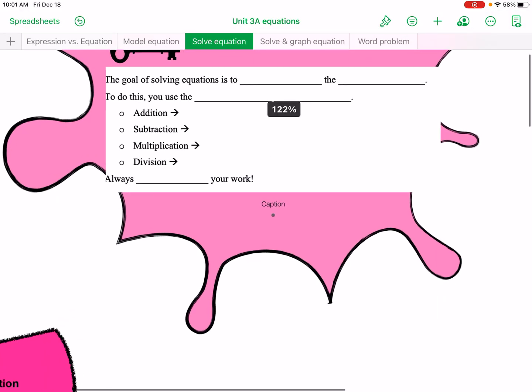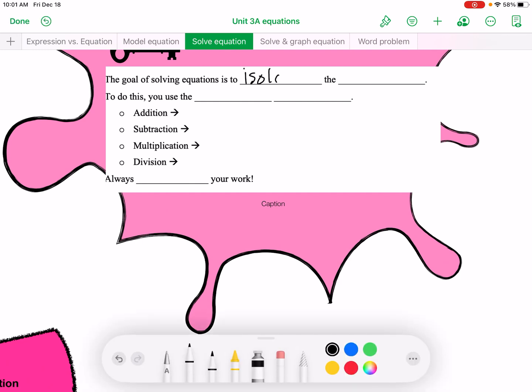Westies, today we are going to be learning how to solve an equation. The goal for solving equations is to isolate the variable. To do this, you use the inverse operation.